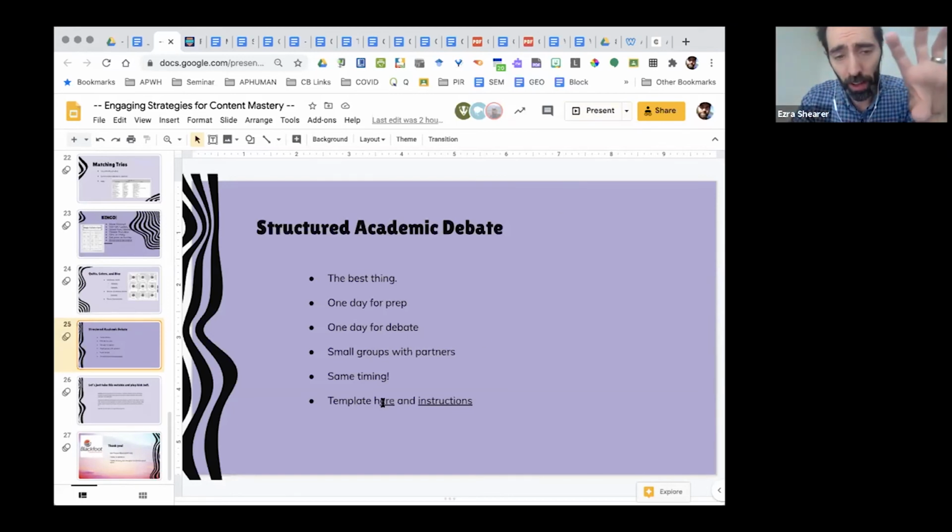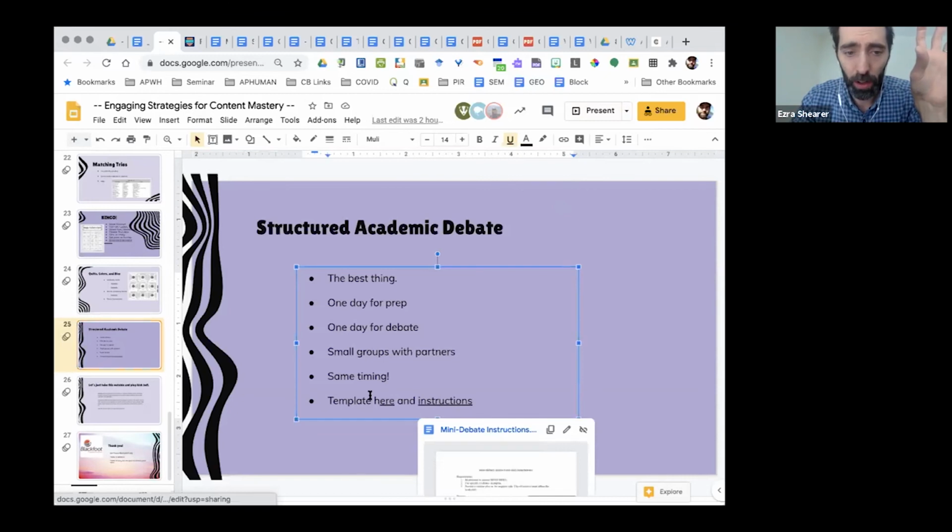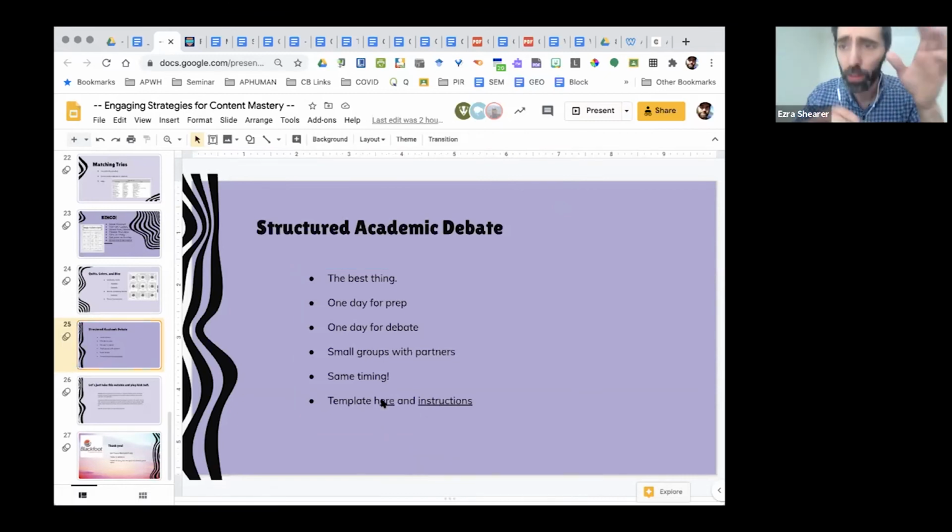So for this academic debate, you basically have students prepare on both sides of an issue of any one particular concept. The instructions are located here. And for the debate itself, when you walk in the room, students will be in groups of 4. So students 1 and 2 ahead of the day before will have the same topic, and students 3 and 4 will have the same topic. So these groups of students will have different topics. Topic A, topic B. Make sense?